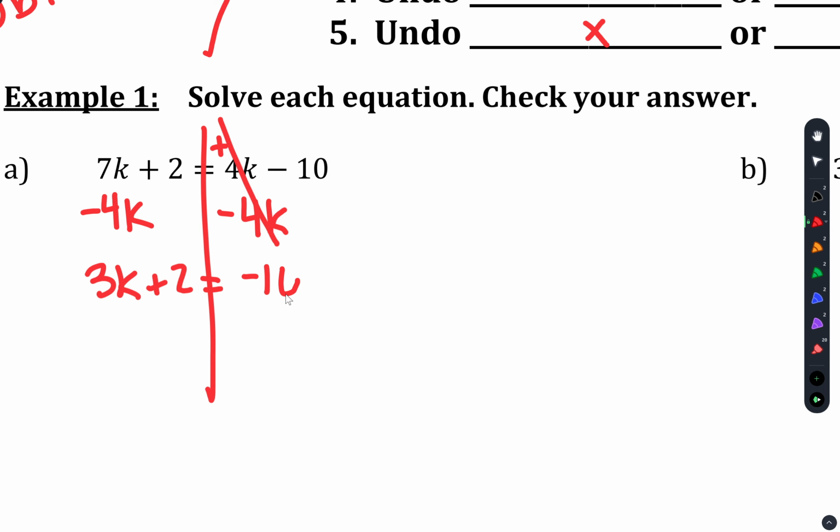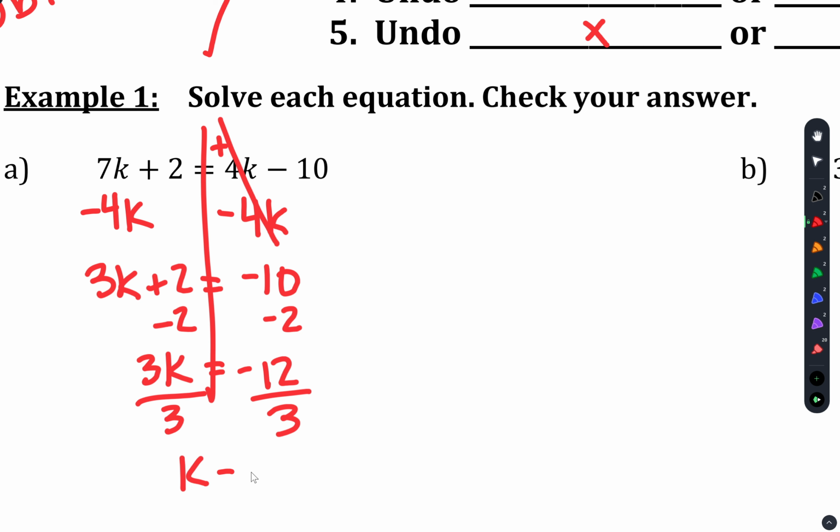And everything else just drops down. From here, this should be familiar, right? Like we've done this a million times already. I go ahead and subtract 2 from both sides. I divide both sides by 3. I'm left with k equals negative 4. Any questions on that?